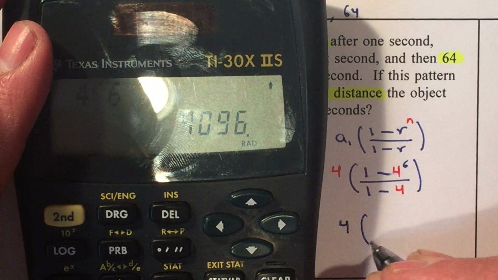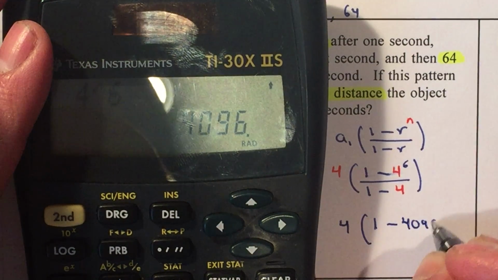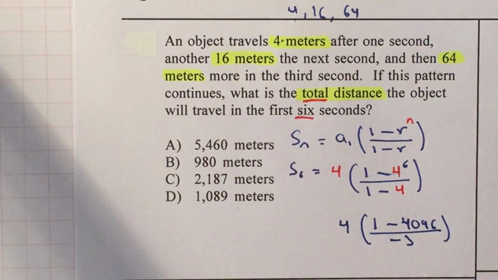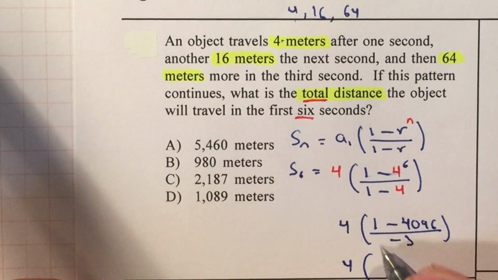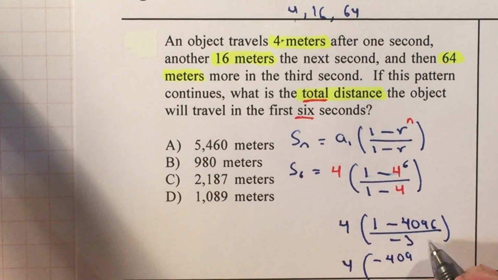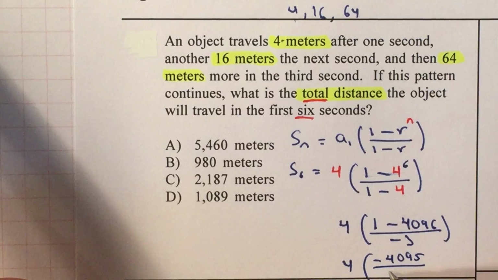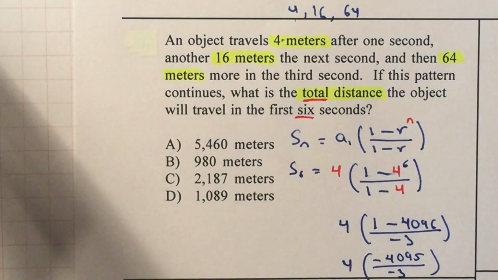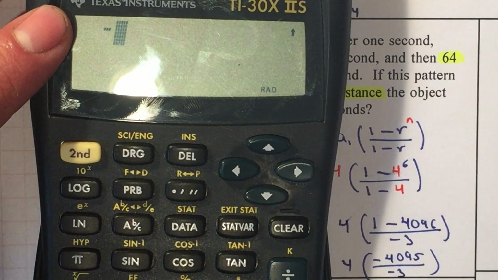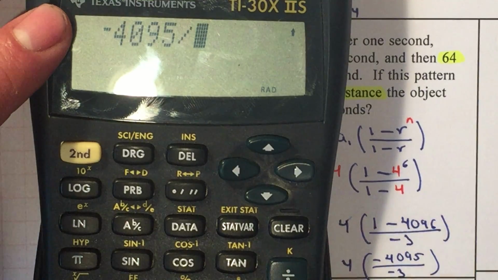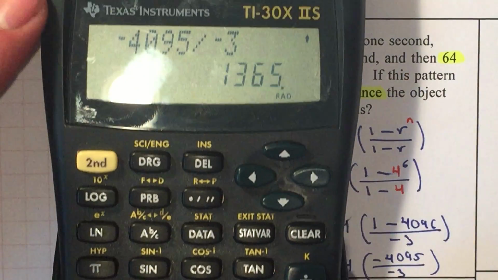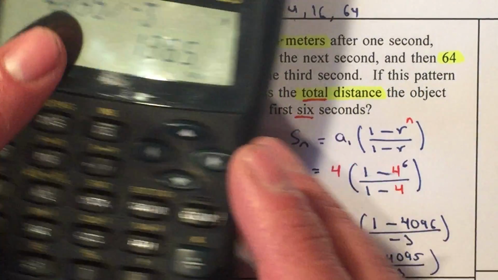So it'll be 4 times (1 minus 4096) divided by negative 3. And from there we can simplify. So it'll be 4 times (1 minus 4096), which will be negative 4095, divided by negative 3. And we can just use a calculator to simplify. So it gives me negative 4095 divided by negative 3. And be sure to use your negative and not your minus. And that gives me 1365.